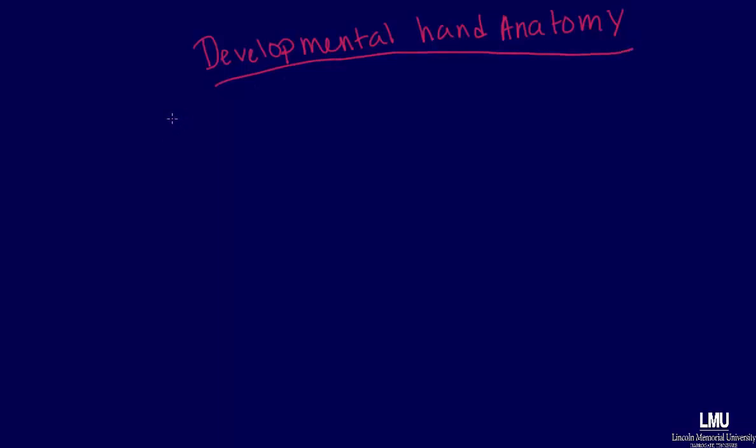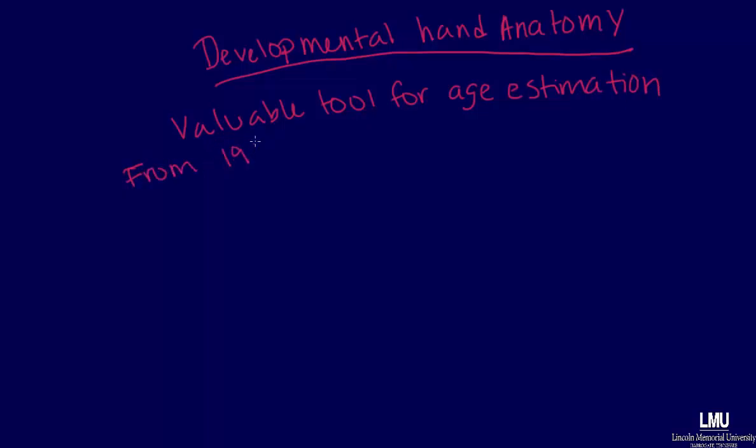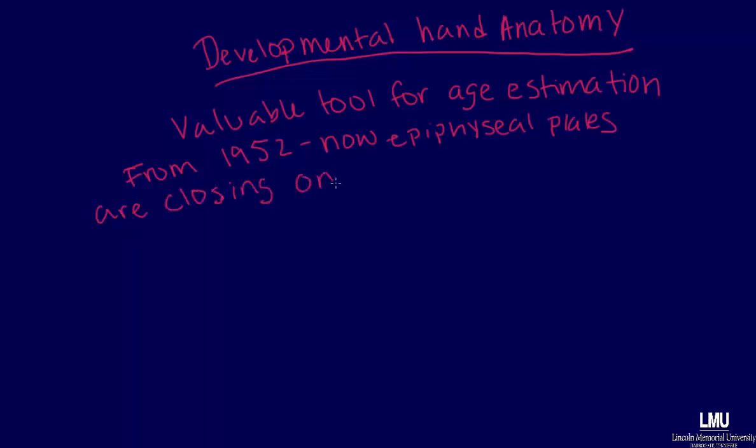Okay, now we're going to talk about developmental hand anatomy. This is a valuable tool for age estimation. From 1952 to now, epiphyseal plates are closing on average 3.5 to 4 years earlier. And a new atlas is being made to aid in better age estimation.